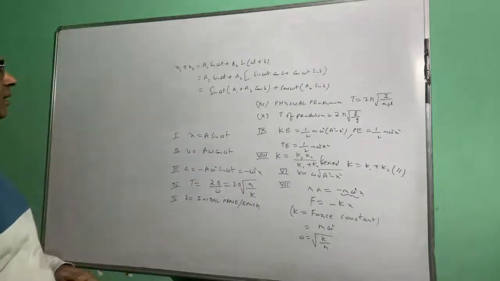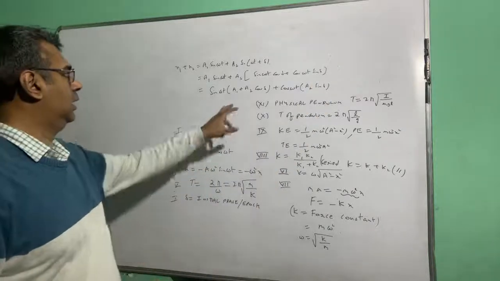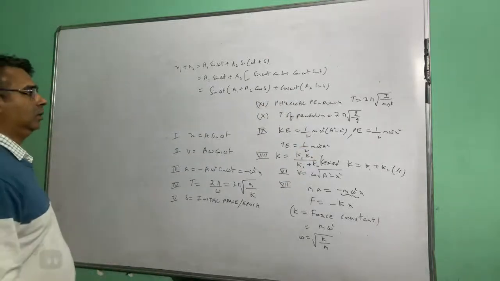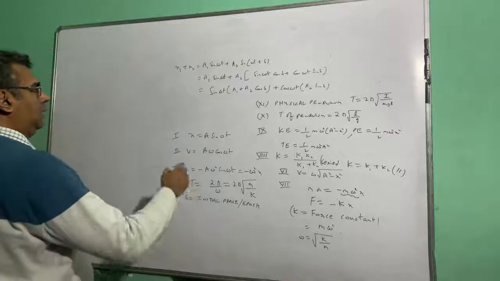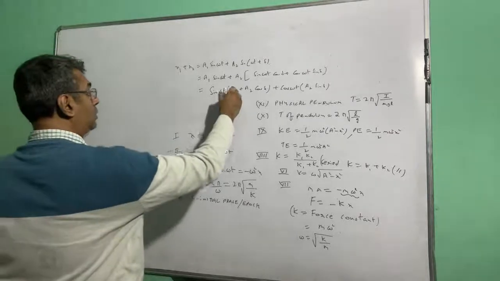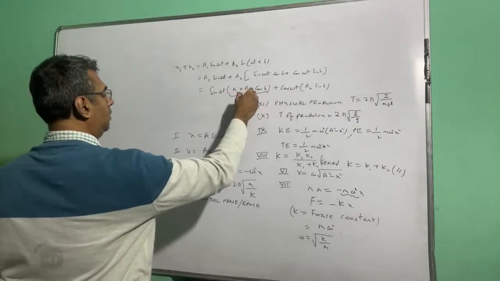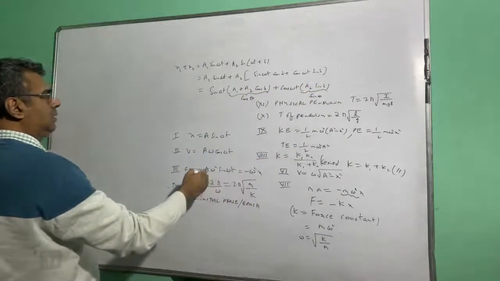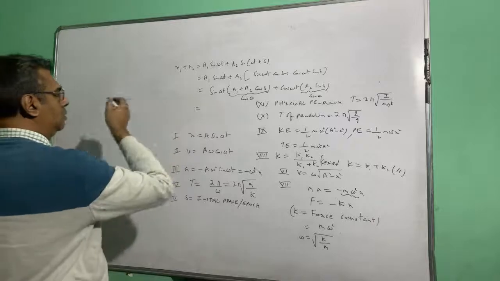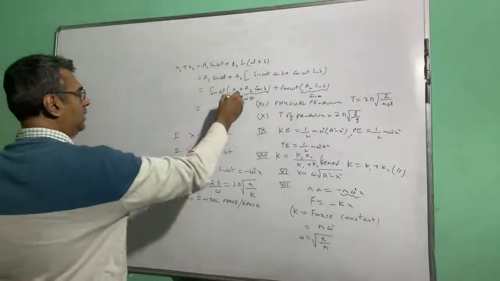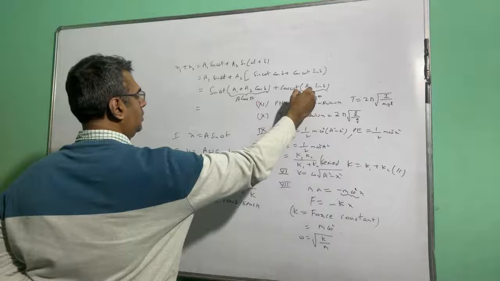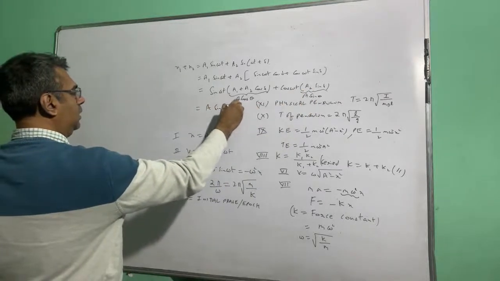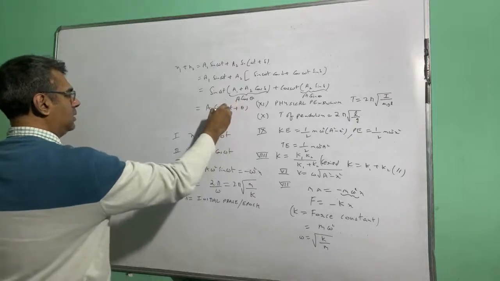So sin omega t into (a1 plus a2 cos delta) plus cos omega t into (a2 sin delta). Suppose this one you call a cos theta, and this one you call a sin theta. So this will become a sin(omega t plus theta).